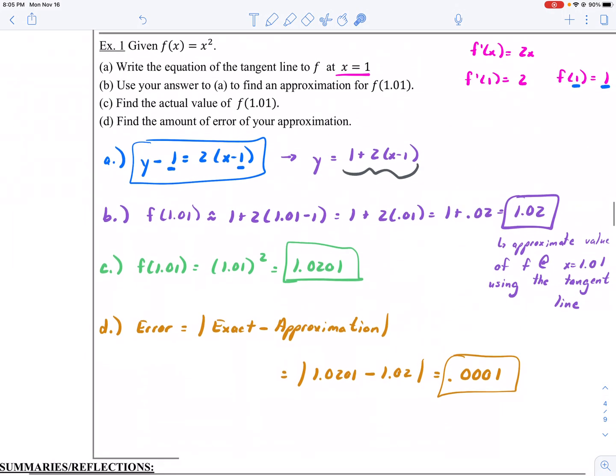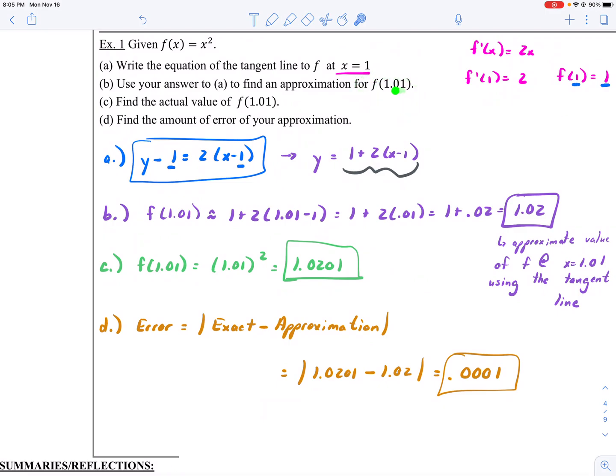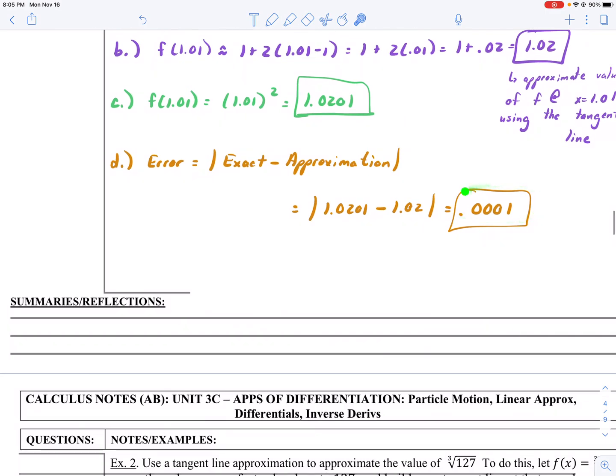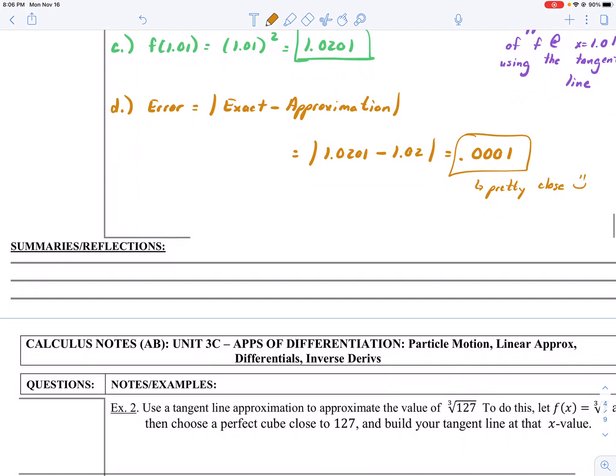Because I used my tangent line, and that decimal is so close to 1, I am very accurate in terms of my approximation. My approximation is within 1/10,000th of the actual answer. So depending on what I'm dealing with, that might be close enough. That's how we work with tangent line approximations.